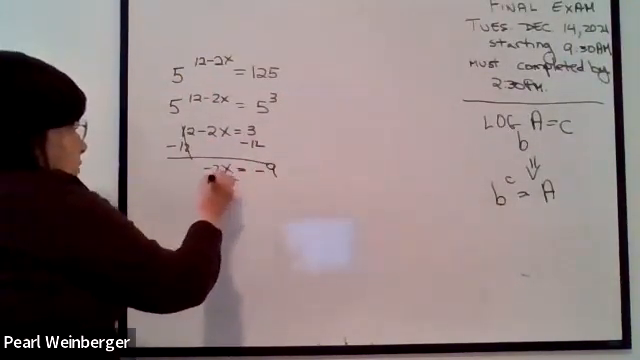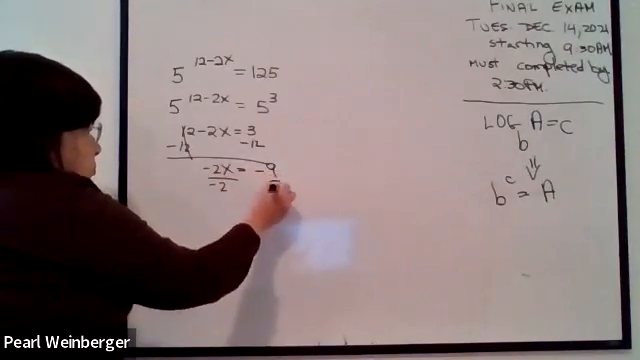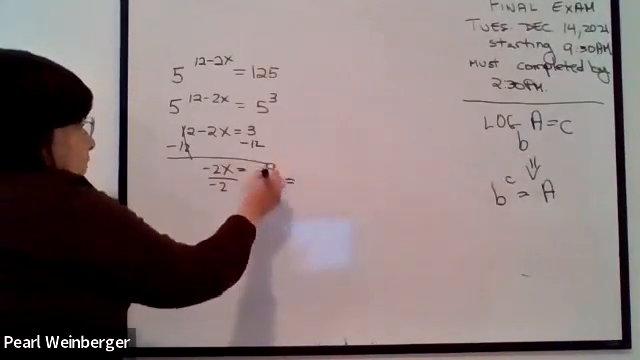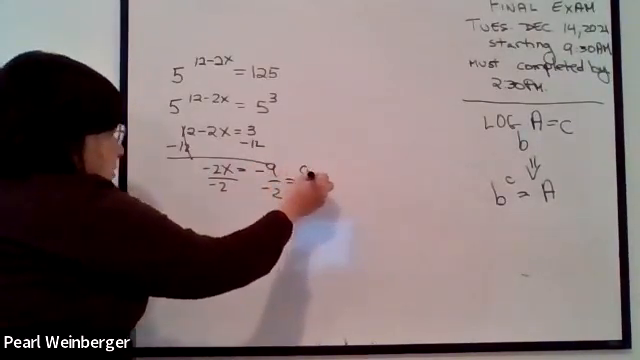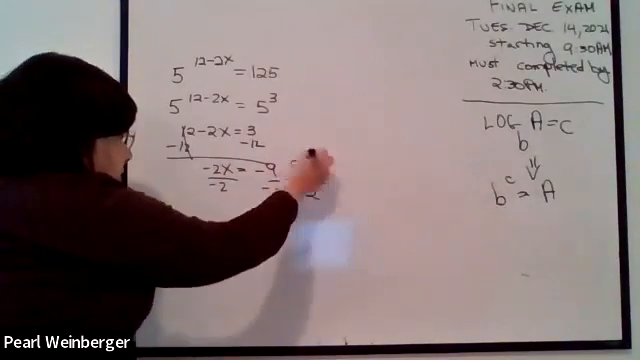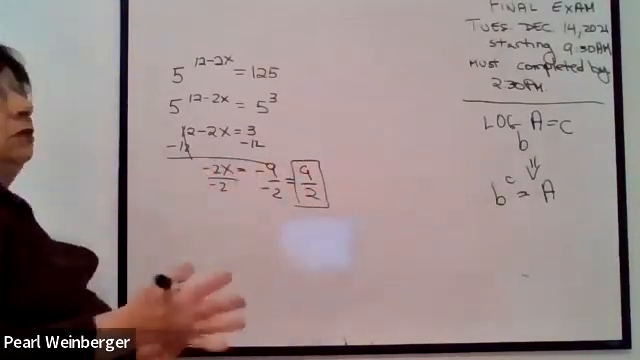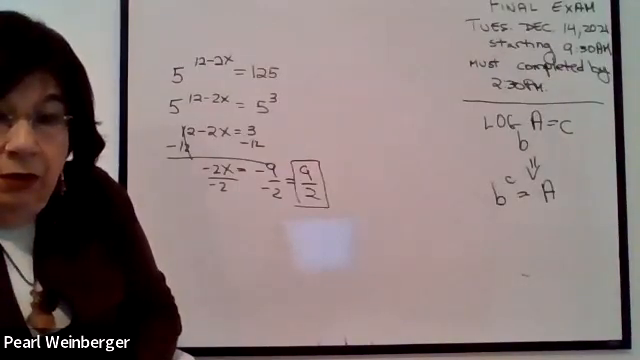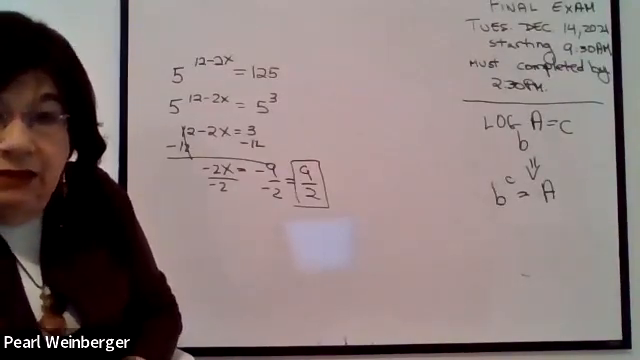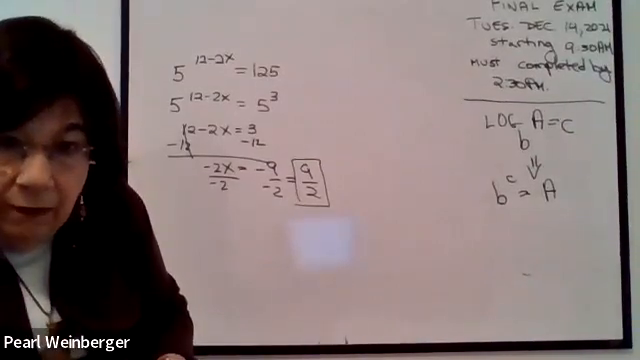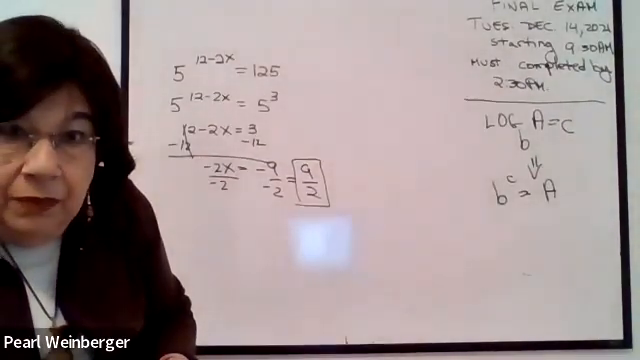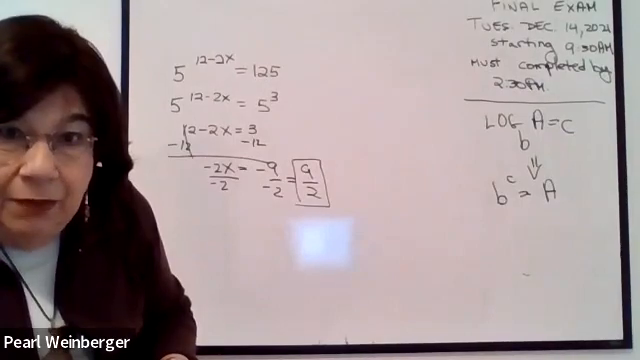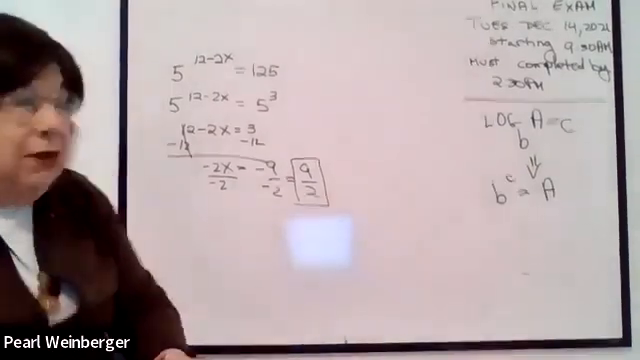And I'll divide both sides by negative 2. Of course, -9 divided by -2 is 9/2. It makes sense to leave your answer as a fraction rather than going to decimal form. And yes, this is the correct answer. I see a couple of people came up with that same answer. Great.